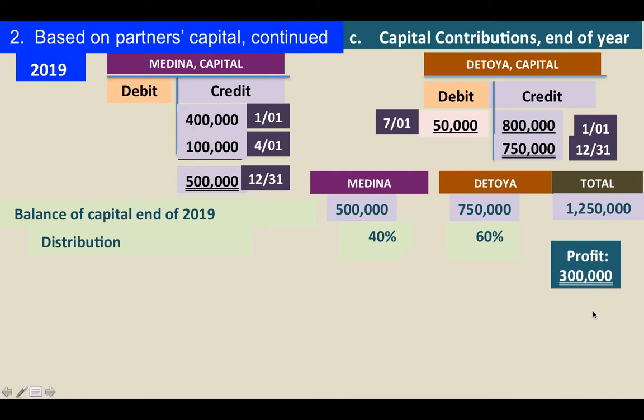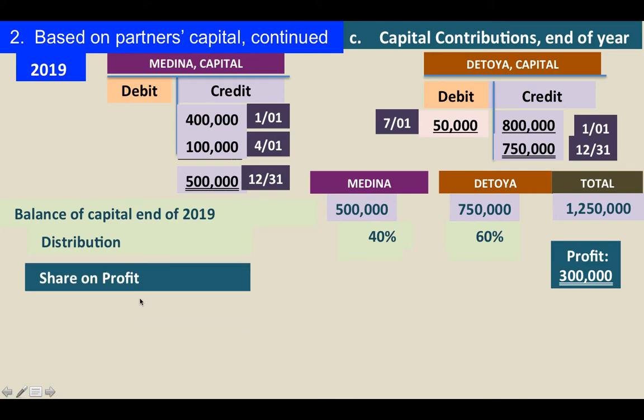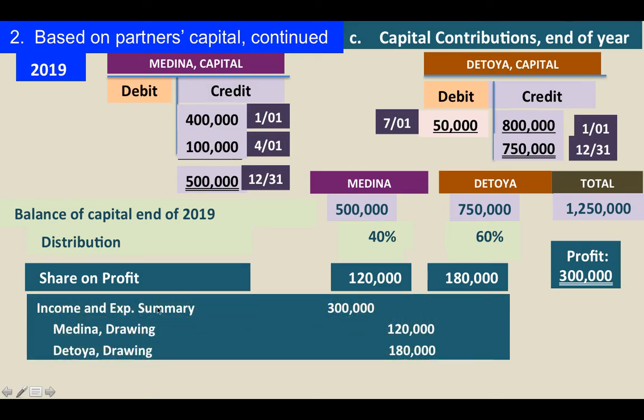So if we are distributing the profit of 300,000, the share on profit is 40% of 300,000 for Medina and 60% of 300,000 for De Toya. So the entry will be income and expense summary debit of 300,000 and credit Medina drawing 120,000 and De Toya drawing 180,000. Okay?